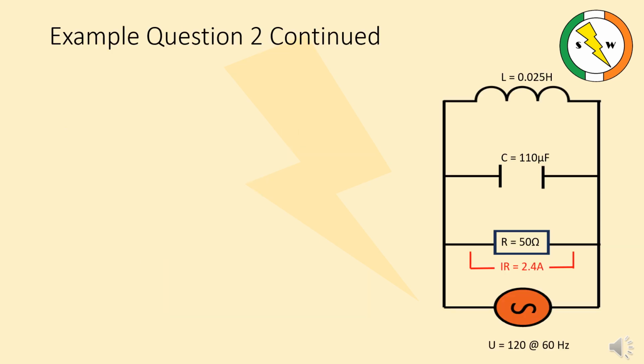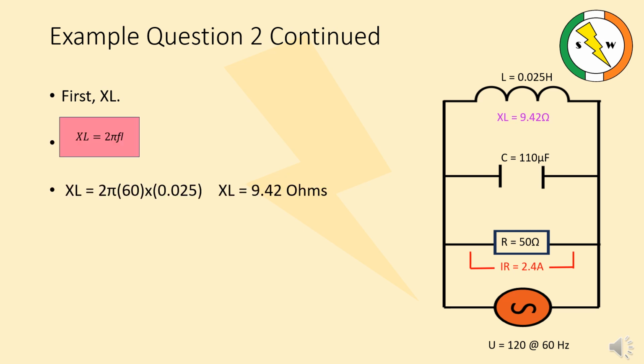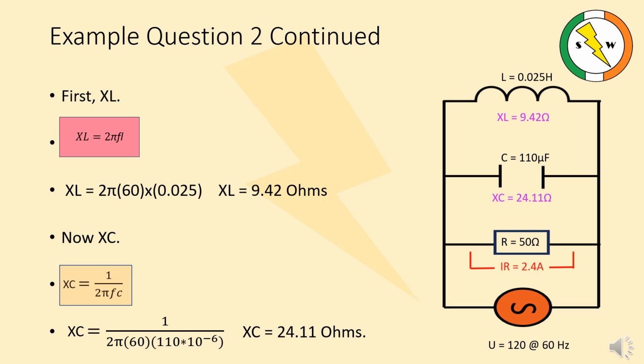Now convert the other two with XL and XC formulas again. First, XL. XL equals 2 pi FL. XL equals 2 pi by 60 by 0.025. XL equals 9.42 ohms. Now XC. XC equals 1 over 2 pi by 60 multiplied by 110 by 10 to the power of minus 6. XC equals 24.11 ohms.